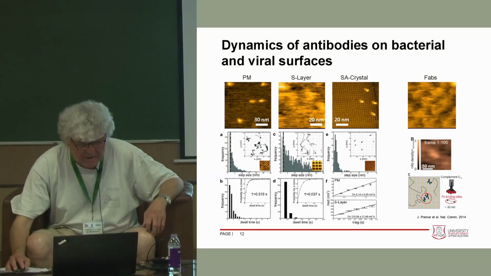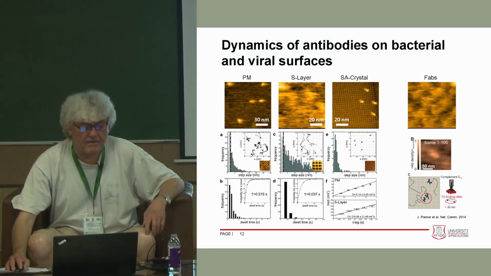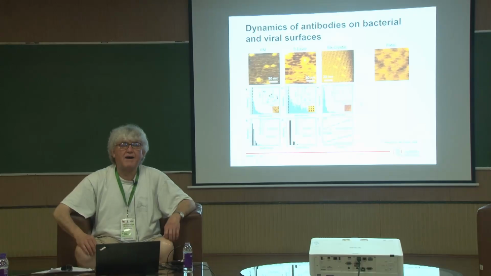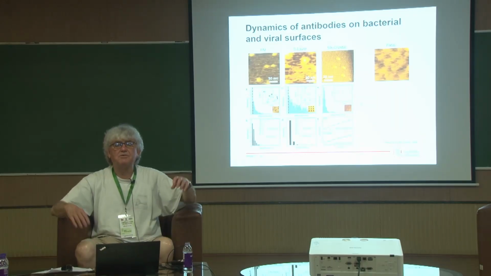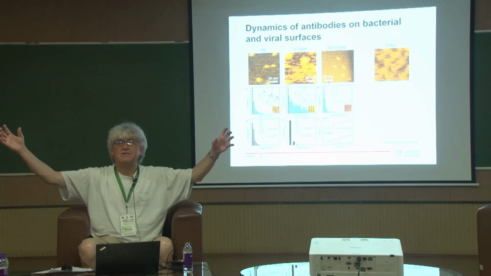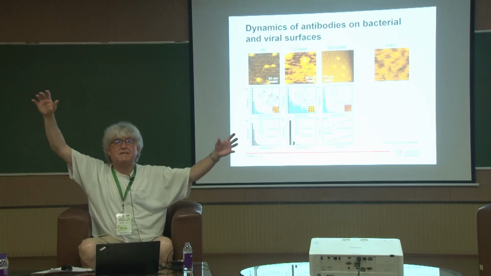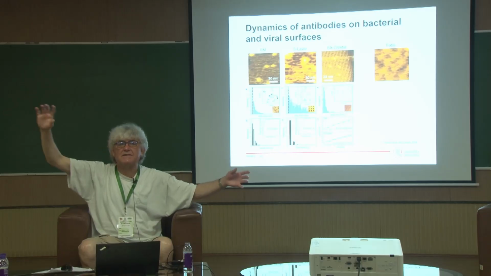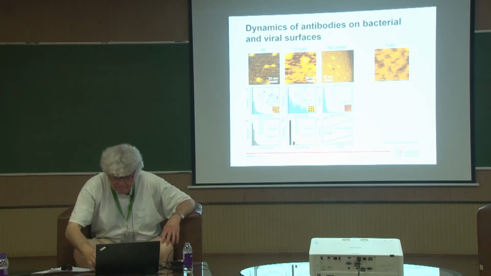And there are some characteristic lifetimes. The lifetime of a Fab on a purple membrane is 0.5 seconds, and the lifetime of an antibody on the S layer is 0.04 seconds. Why is the movement on the S layer so much faster? That has to do with the crystal size also being larger for the S layer. So this means that the mechanical tension on the antibodies is larger on the S layer than on the purple membrane.